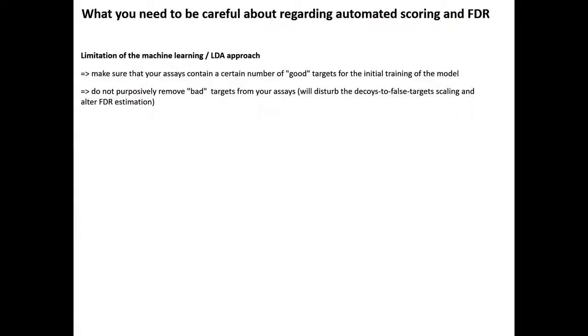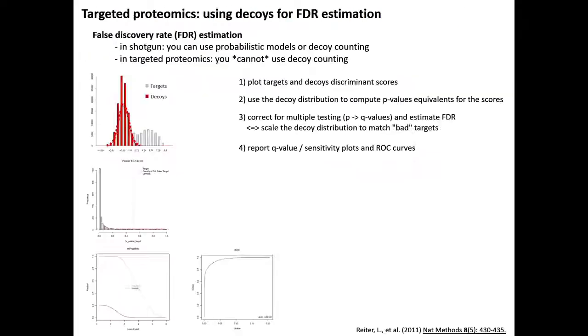There is also an important point I want to make: don't remove the bad targets from your assays. It would be tempting, once you get this type of distributions, to say, okay, in order to increase my number of identifications at a given FDR, I'm going to remove all my bad targets from my library and just re-extract the same data again.